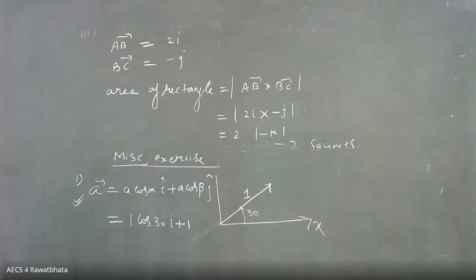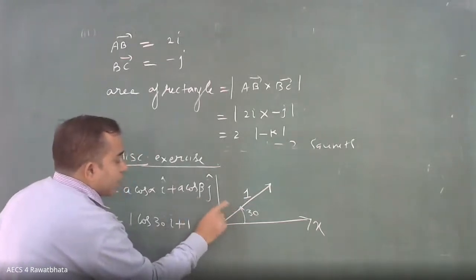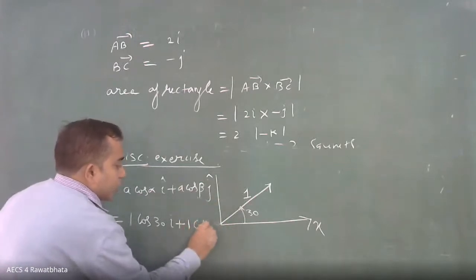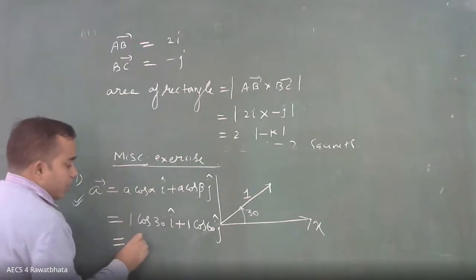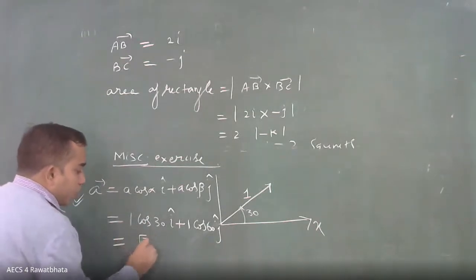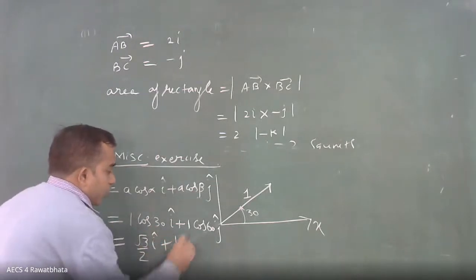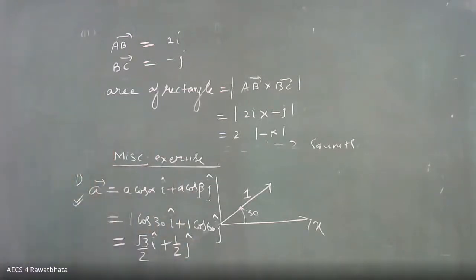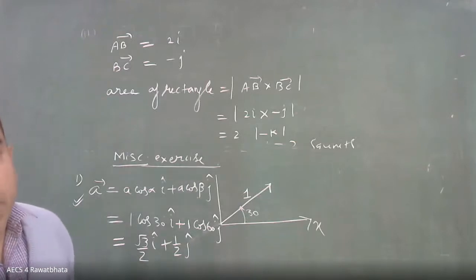Students, beta is how much here? 60. The y-axis is actually 60. So cos 60 j and cos 30 value you can put, which is root 3 by 2 i cap plus 1 by 2 j. Okay, so this is the desired vector. So please see it, check it.